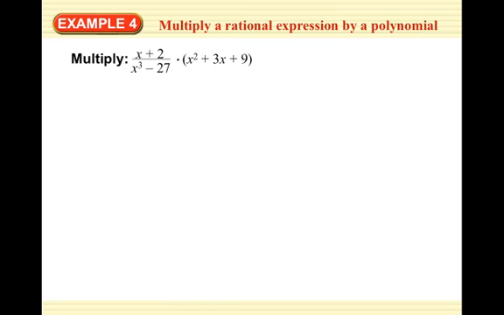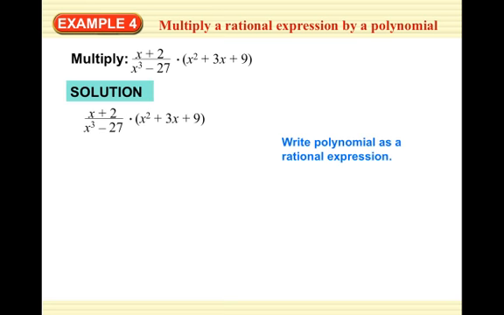Okay. For example 4, we've got x plus 2 over x cubed minus 27 times x squared plus 3x plus 9. So we're going to write the polynomial as a rational expression. Anytime you're multiplying a fraction by something that's not in fraction form, like this polynomial, just pop it over 1. You're not changing the value of it, just the form.